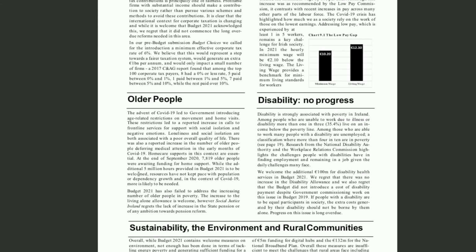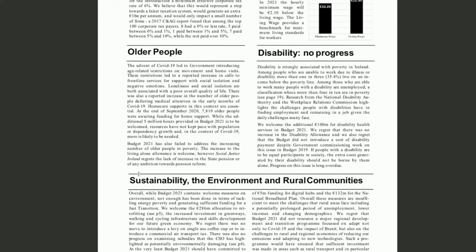Looking at older people then, while we welcome the funding for additional home support hours, resources in terms of home care packages and home care supports have not kept pace with population or dependency growth in this country. We would expect to see more on this in future and forthcoming budgets. We are also disappointed that Budget 2021 failed to address the increasing levels of poverty among older people, and while we do welcome the increase to the living alone allowance, we regret the lack of an increase in the state pension or any ambition to move towards a universal pension system and pension reform.